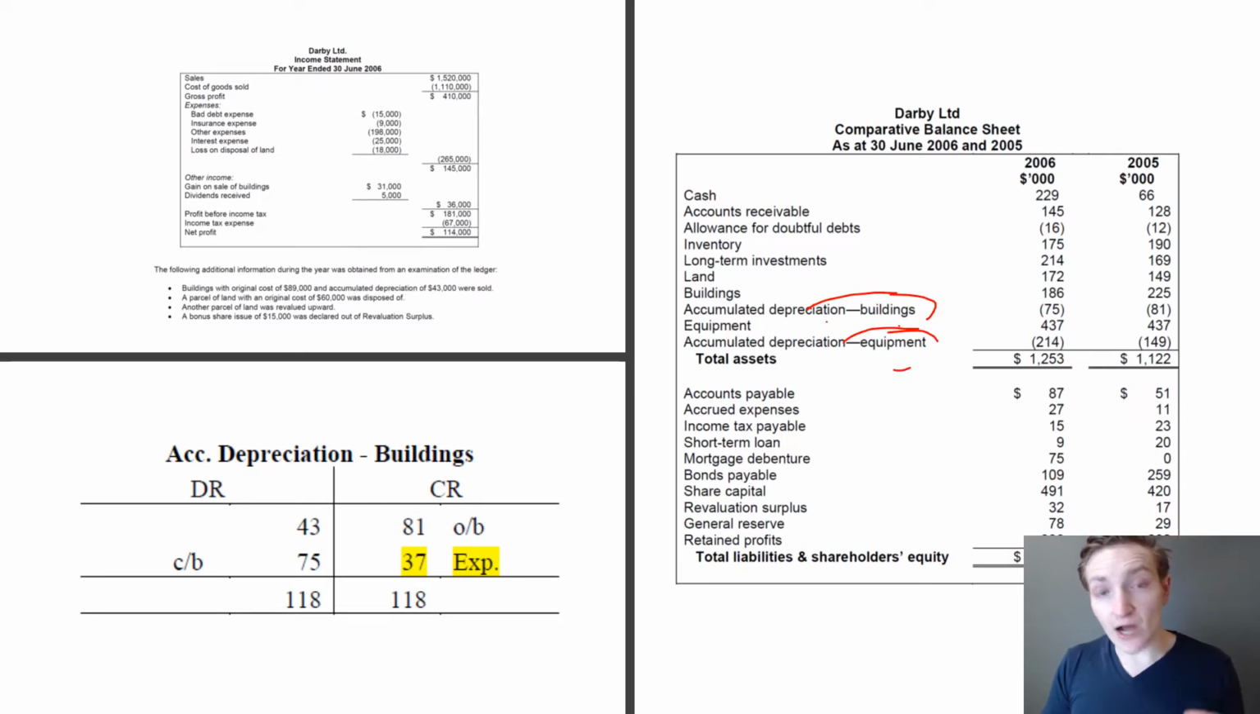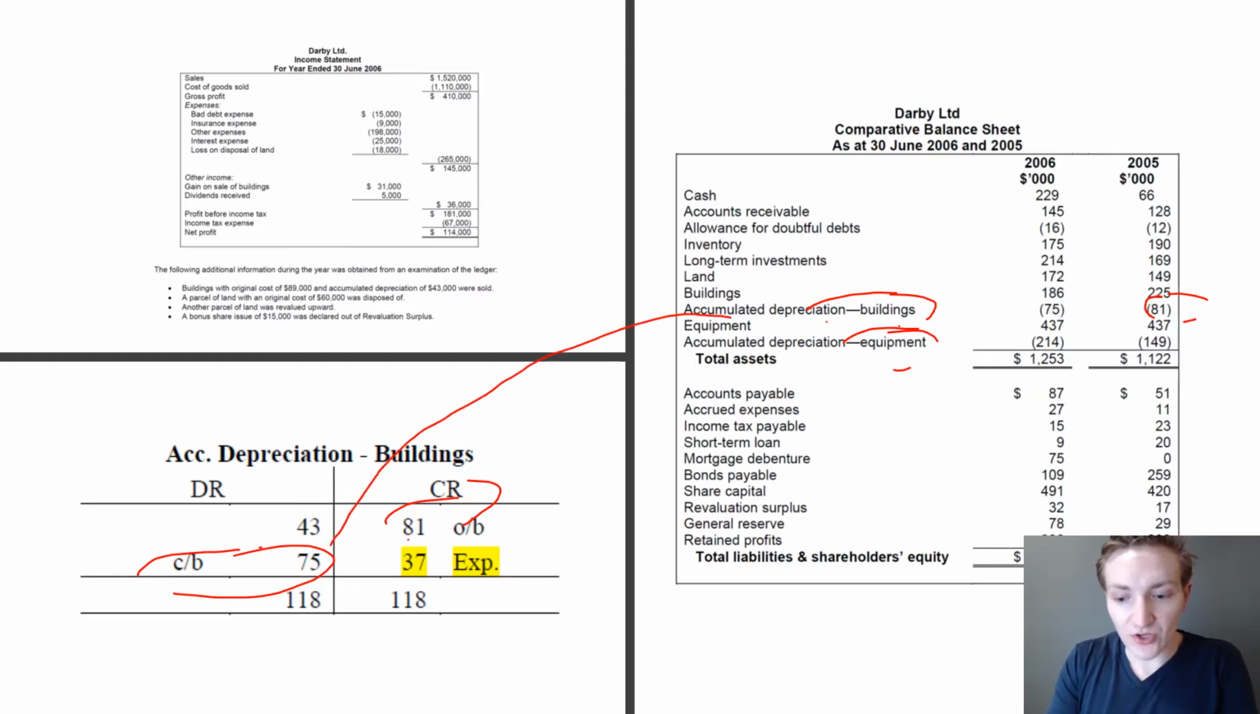So to do your T account, you start off with your opening balance of accumulated depreciation. So here we had an opening balance of 81 to begin with. So that's our opening balance. You also have your closing balance, which you can just read off from our balance sheet here. So it's 81 starting, 75 closing.